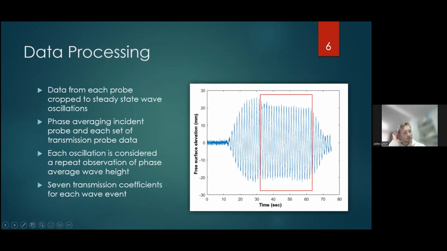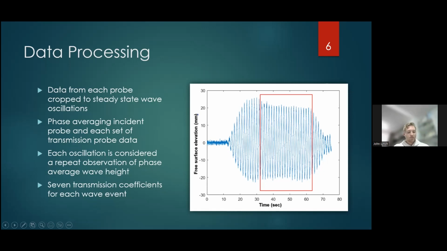So MATLAB software is used to process the free surface elevation data, firstly by cropping all probe data to include only the steady state, which is shown by the red box in the figure there. The elevation data experiences a ramp up region as the wave makers build towards a target wave height, and this is evident through the increasing amplitude of the first few wave oscillations. And then there's also a region where reflections from the back of the basin influence the measured data. So cropping to the steady state eliminates the effect of these on the analyzed wave height data.